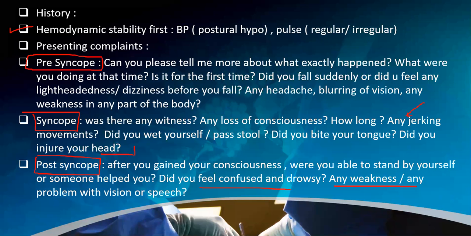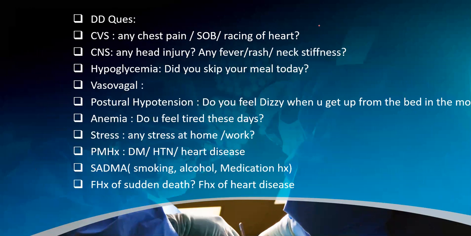So that's your pre-syncope, syncope, and post-syncope questions. Good. Now after that, you go to your differential diagnosis questions. For differential diagnosis, as I said, for each DD, one question or at most two questions you will ask, not more than that, because you will not have that much time. For differentials, we have serious differentials. For severe, just ask any chest pain, shortness of breath, any racing of your heart. You cannot ask palpitations because the patient doesn't understand that.